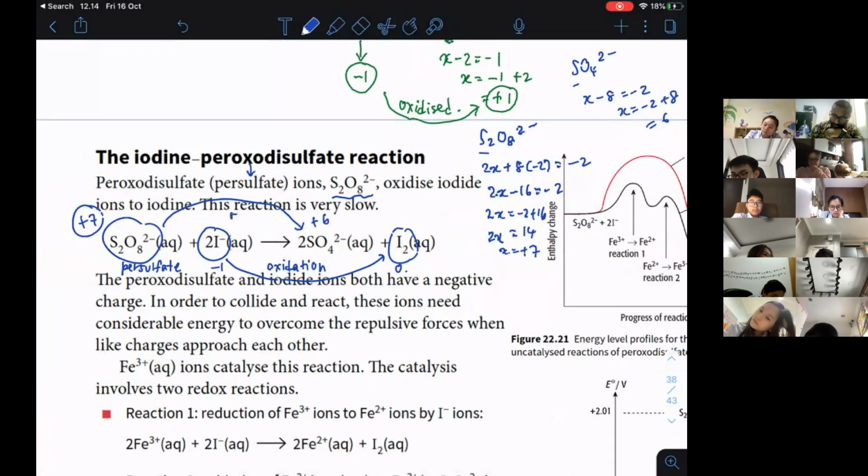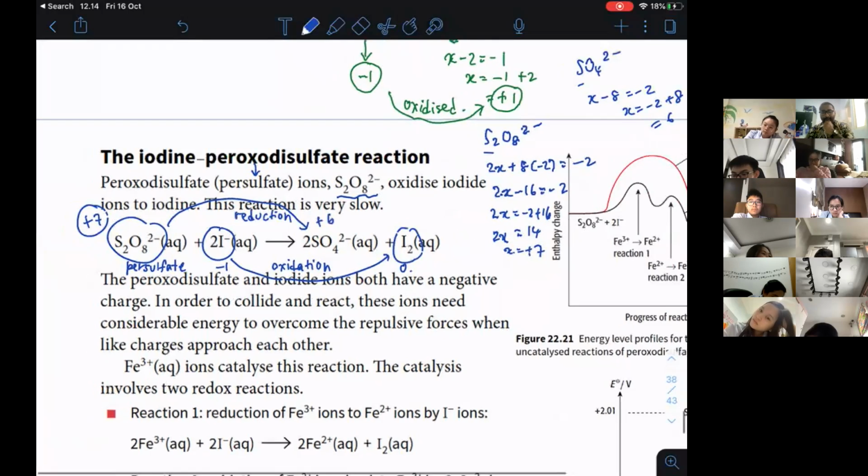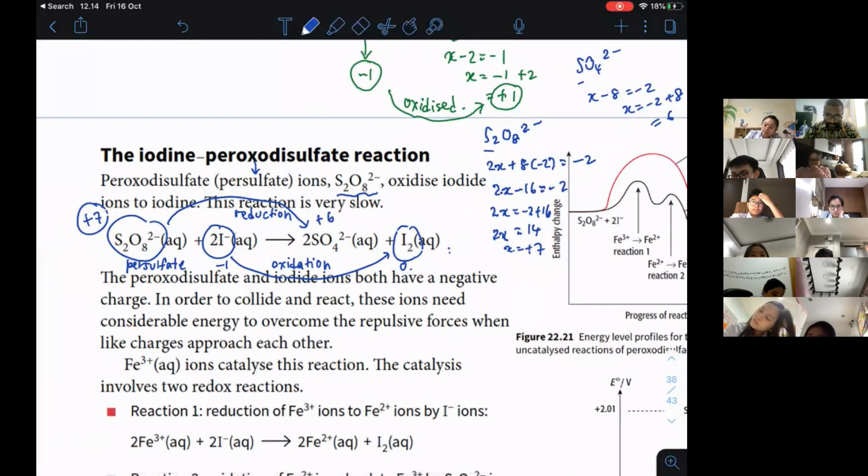So Charlton, is this a redox reaction? Yes, because it involves both oxidation and reduction. Okay, so Arneta, if I ask you from this reaction, which one is the oxidizing agent?